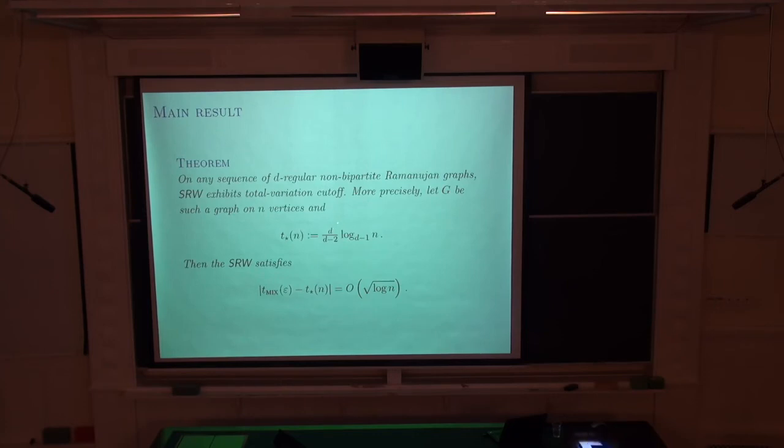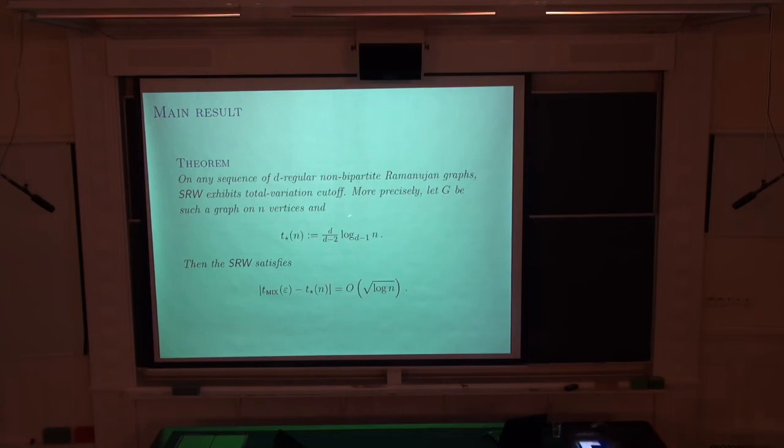If you look at this sequence d over d minus 2 times log d minus 1 n, I'll explain where these numbers come from, then you have cutoff, so t mix epsilon minus t star of n is of lower order. So t mix of epsilon does depend on epsilon, but the dependence is of lower order than the mixing time. So this indeed implies that if you take t mix epsilon divided by t star n, this will of course go to 1, and hence it implies cutoff with the definition I showed you before. This root log n is sharp for this problem.